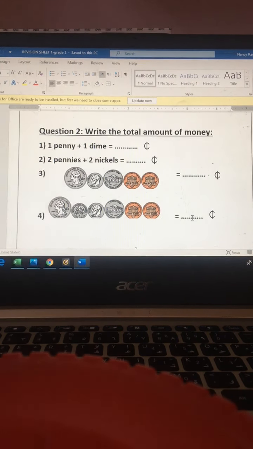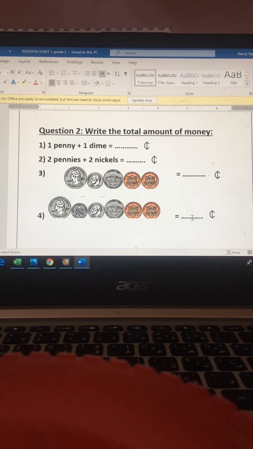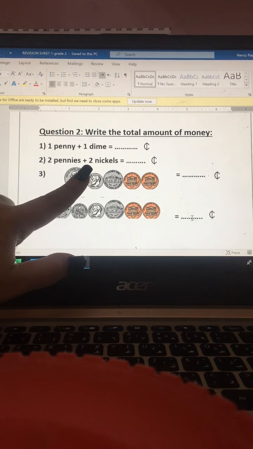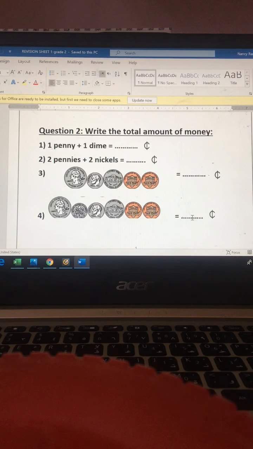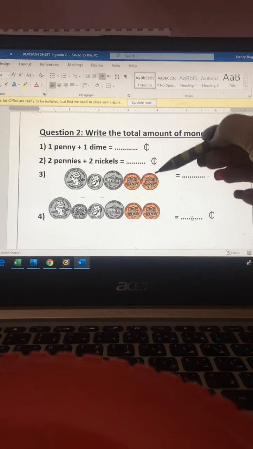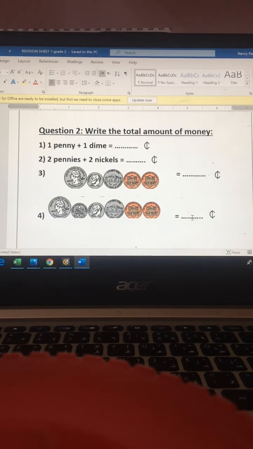2 nickels. As we remember, a nickel represents 5 cents. And here I have 2 nickels. So 5 plus 5 is equal to 10. So 2 plus 10 is equal to 12. So I have a total of 12 cents.